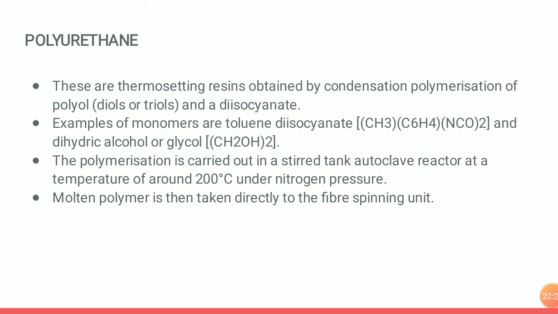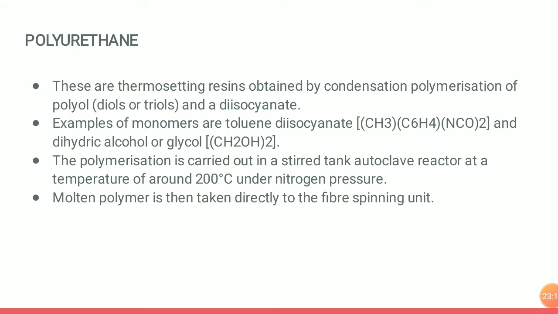Now we see the polyurethanes. So these are all the polymers that are generally used. These are thermosetting. Polyurethanes are thermosetting resin obtained by condensation polymerization reaction of polyols and diisocyanates. The examples of monomers are toluene diisocyanates and dihydric alcohol or glycols. The polymerization is carried out in a stirred tank autoclave reactor at a temperature of 200 degrees Celsius under a nitrogen pressure. The molten polymer is then taken directly to the fiber spinning unit. So this is how polyurethanes are produced.